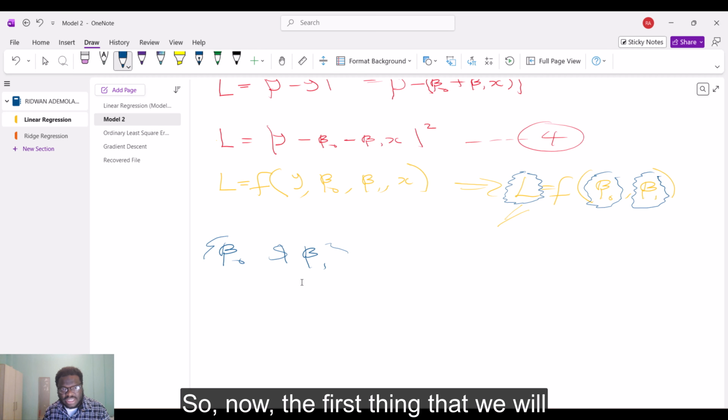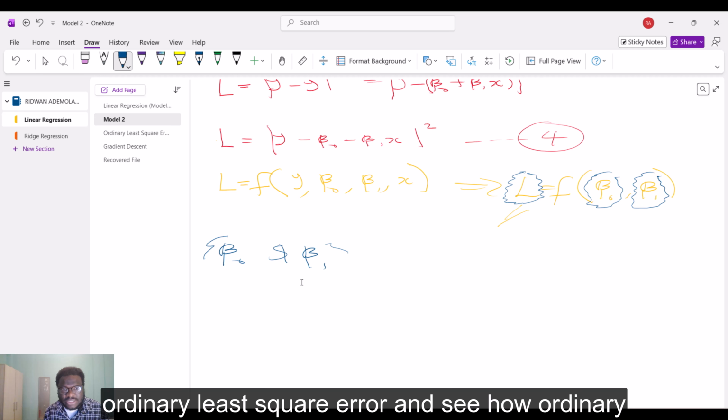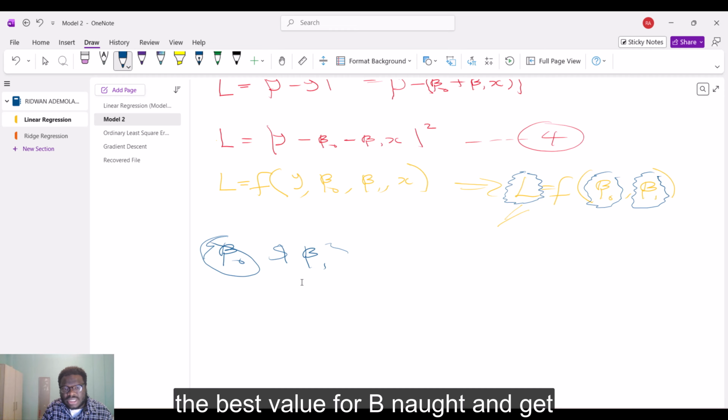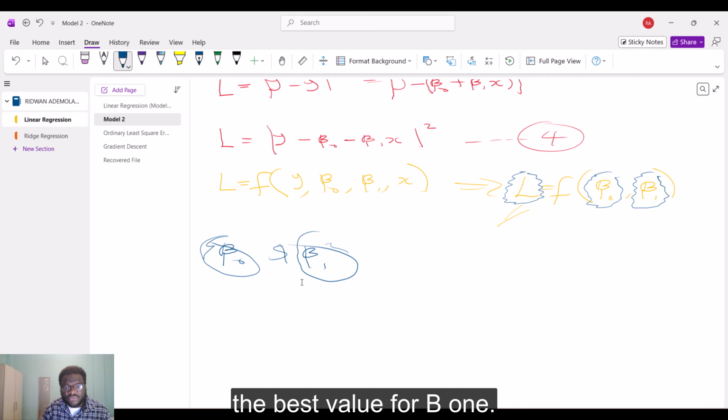So now the first thing that we will do is go to the ordinary least square error and see how ordinary least square error can help us to get the best value for b0 and the best value for b1. All right. So see you in the next video.